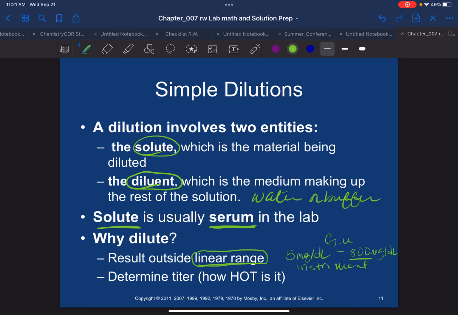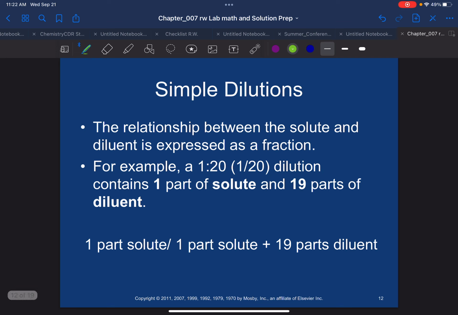Another common place that we do dilutions is with the RPR or certain serology tests, to determine how hot it is, or how positive it is. We determine the titer. The titer is the last dilution that shows a reaction. We're going to talk about this more, but just remember, a titer is the last dilution where you see a reaction.